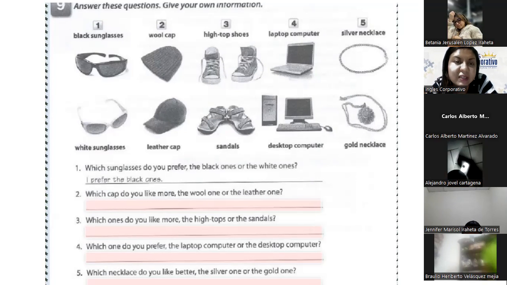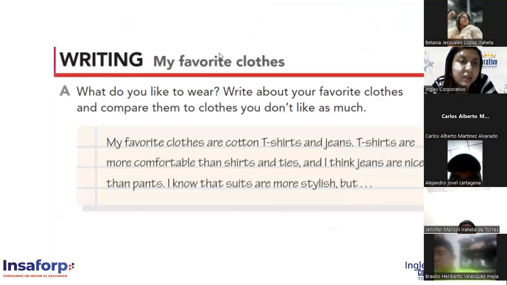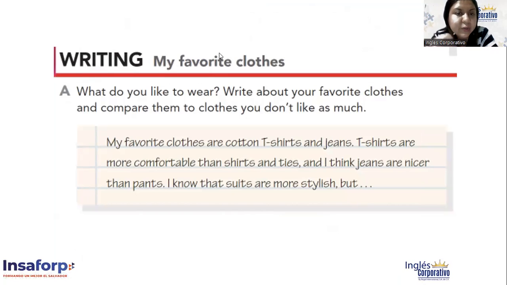The other assignment is writing a paragraph about my favorite clothes, or it could be my favorite shoes. What do you like to wear? Write about your favorite clothes and compare them to clothes you don't like as much. We have the example: My favorite clothes are cotton t-shirts and jeans. T-shirts are more comfortable than shirts and ties. And I think jeans are nicer than pants. I know that shoes are more stylish, but you can write about your favorite clothes or your favorite shoes. You have to compare and use the comparative adjectives correctly. So you received it in your WhatsApp group.